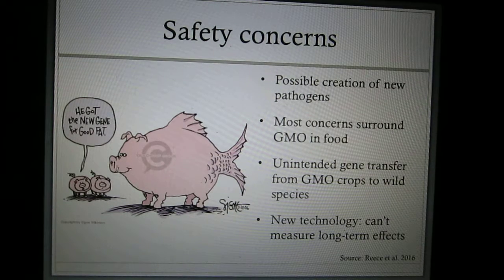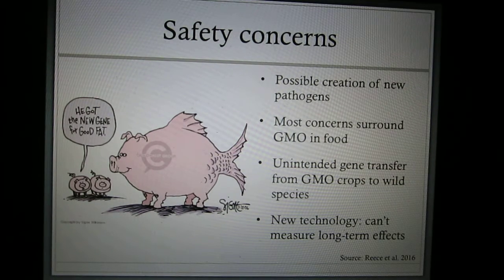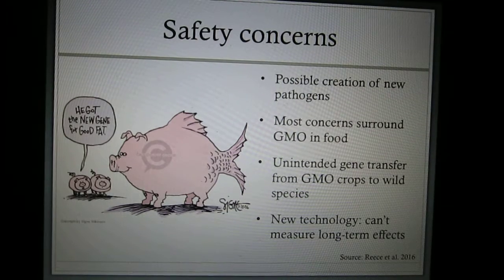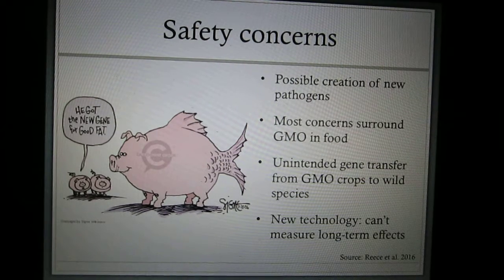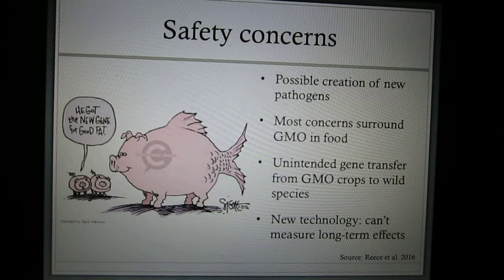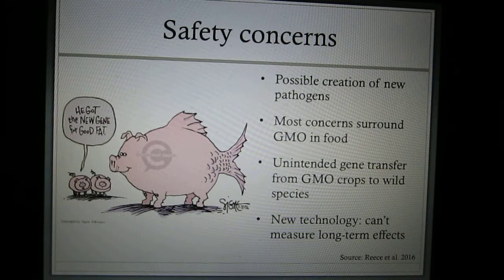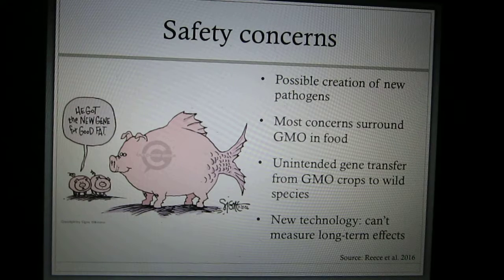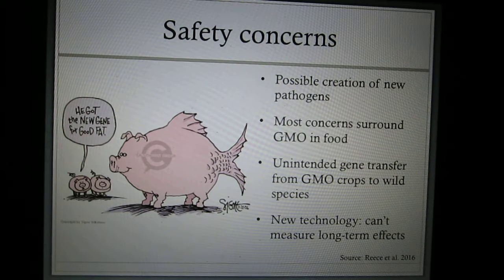There may be unintended gene transfer from genetically modified organisms to wild species. So if you have a crop that is herbicide resistant, could that gene be transferred to a wild species? Or could you have a gene that's transferred not to a weed per se, but also to a predator of the crop? And this is also a new technology, so we can't fully measure the long-term effects.